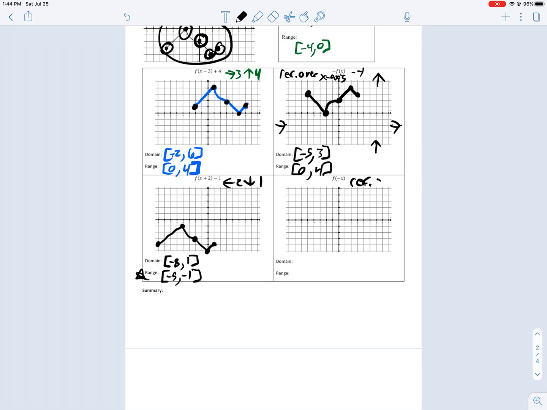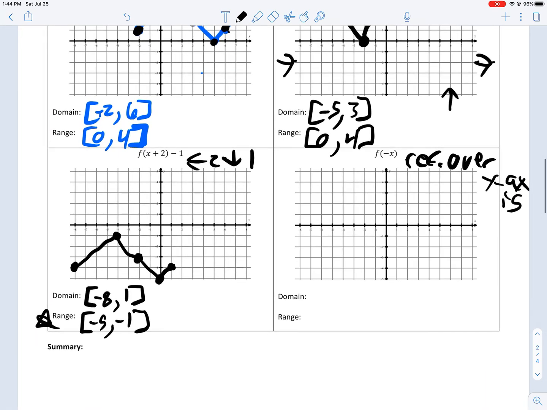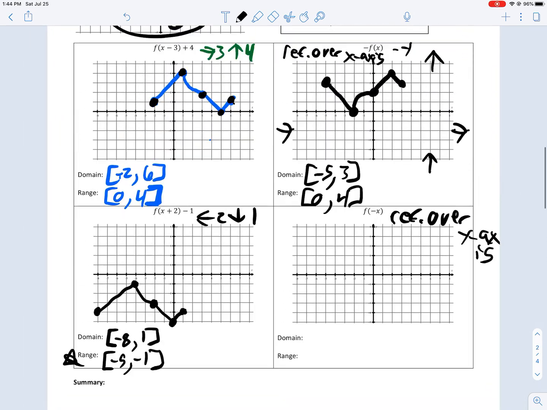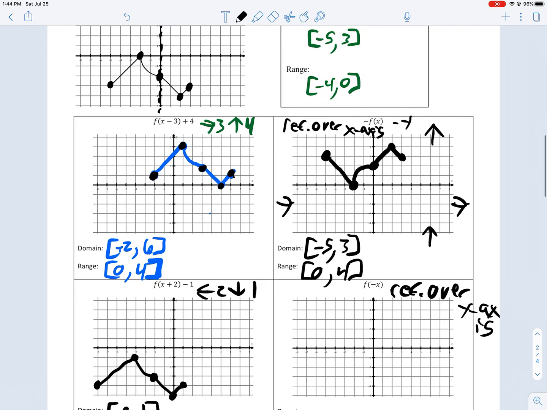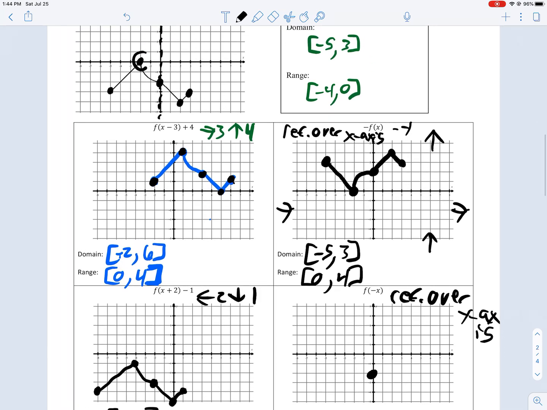And then the last one is going to be a reflection over, so it's minus x, so the x values are changing, so reflection over the y. Okay, so again, back to this original graph up here. We're going to take these 5 points here, and we're going to reflect them over the y-axis. So the 0, negative 2 is going to stay there.